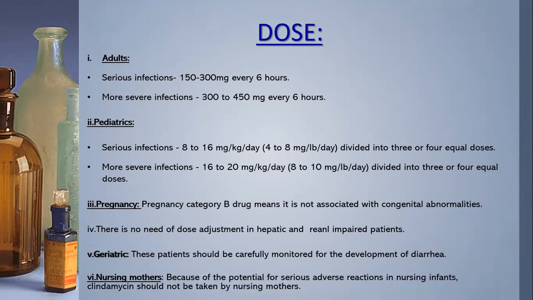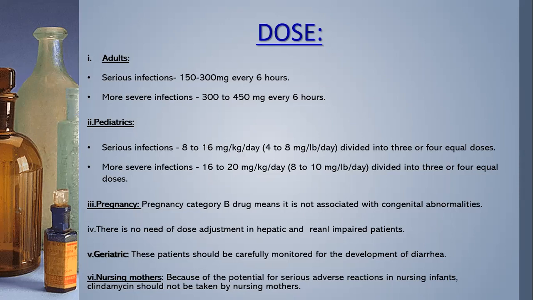Dose. Its dosing is different, and it is done according to the person, age, and condition. In adults, it's given according to the conditions: if it's a serious infection, then 150 to 300 milligram is prescribed every 6 hours, meaning 4 times a day, and for more severe infections, 300 to 450 milligram is given every 6 hours.